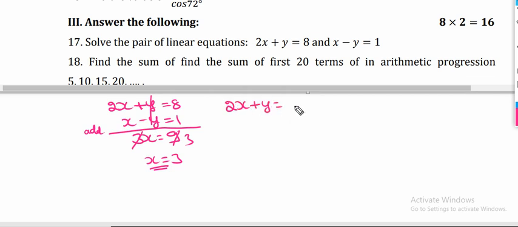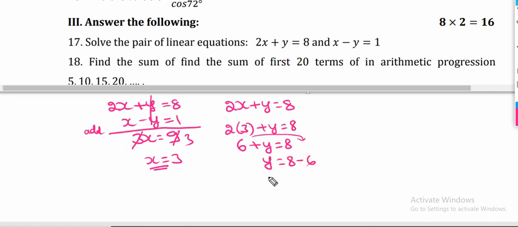So 2x plus y is equal to 8. You have to substitute the value of x here. 2 into 3 plus y is equal to 8. So 2 threes are 6, plus y is equal to 8. You have to transfer this 6 to the right hand side. That gives you y is equal to 8 minus 6, that gives you y is equal to 2. This is the answer.